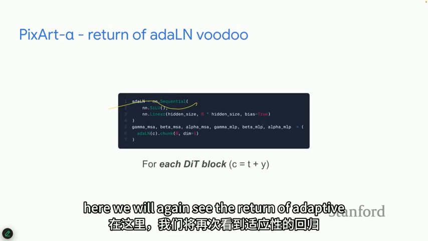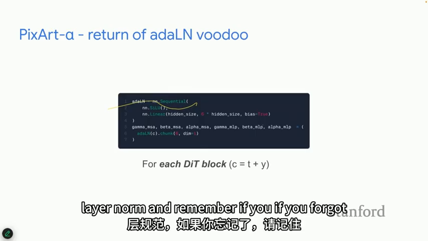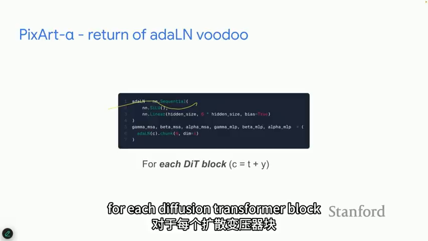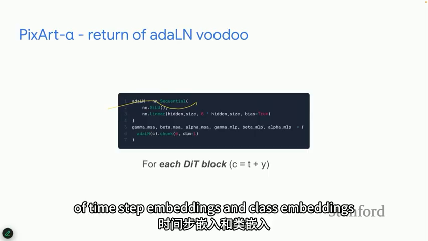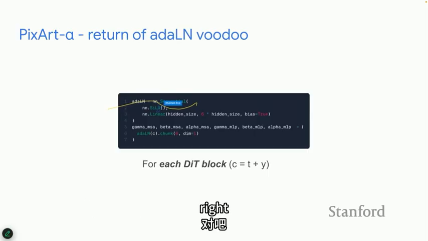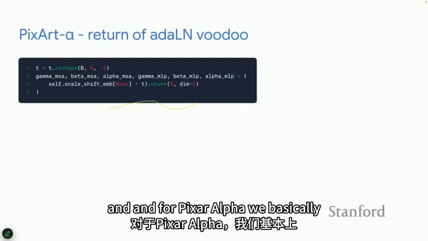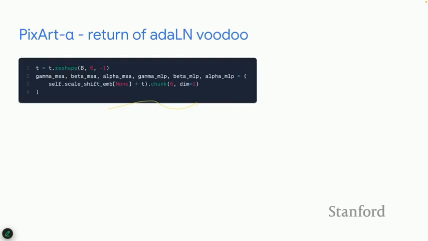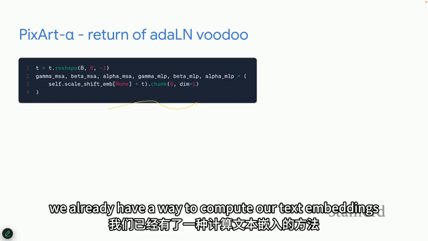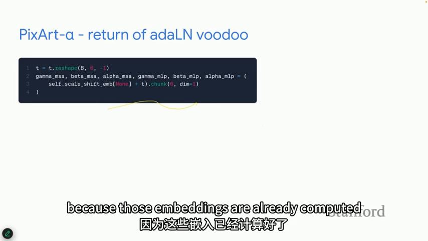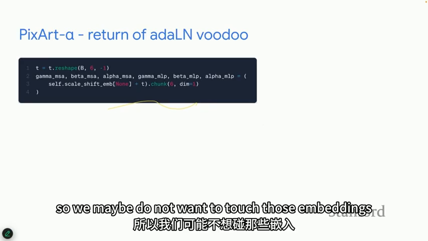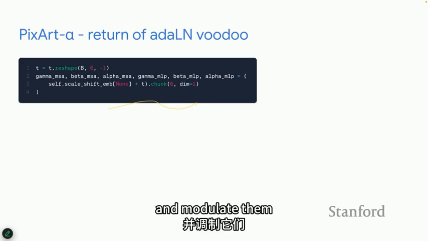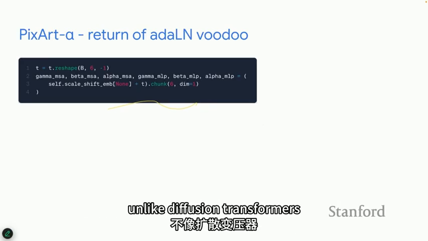And here we will again see the return of adaptive layer norm. And remember, if you forgot, that for each diffusion transformer block, we were operating on a summation of time step embeddings and class embeddings, right? And for Pixart Alpha, we already have a way to compute our text embeddings, which we do not want to touch, because those embeddings are already computed with a dedicated rich text encoder.